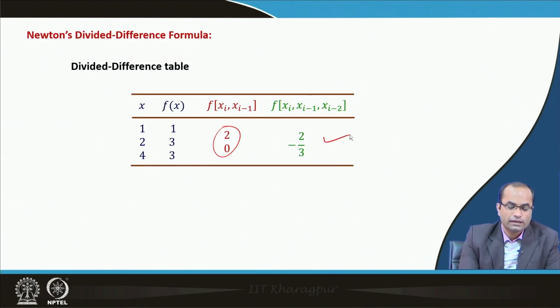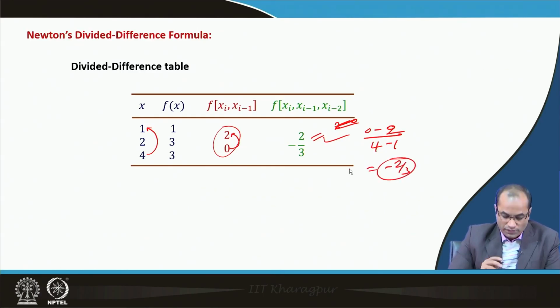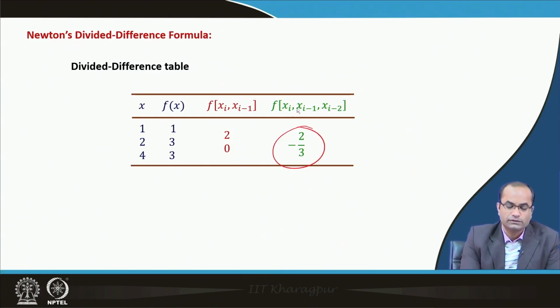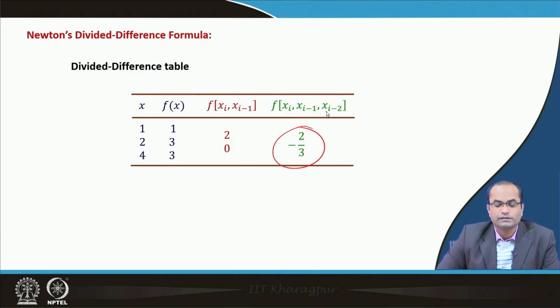Now, in the last one we have to subtract 0 minus 2, that is minus 2, and then we have to subtract 4 minus 1. So, this is nothing but 0 minus 2 divided by 4 minus 1. So, we have minus 2 by 3. That is the value here for this divided difference having these 3 points.